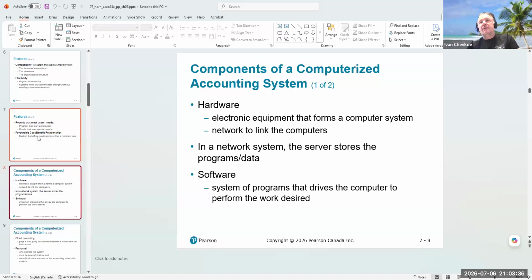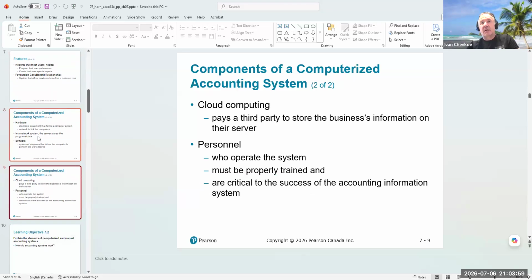What are the components of a computerized accounting system? We have two things: the hardware and the software. The hardware is the network system, electronic equipment, computer system, network links, anything like that. Software is the program that drives the computer. So we always have the hardware and we have the software.